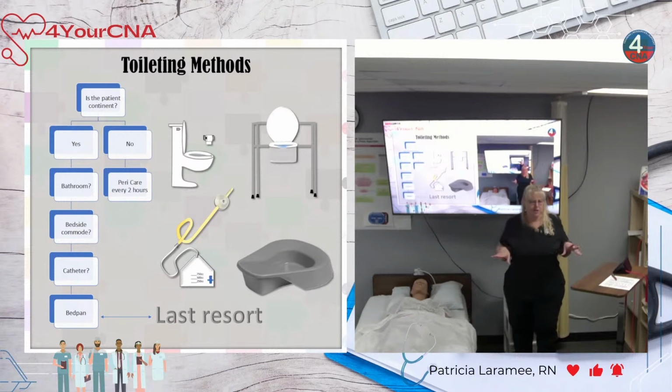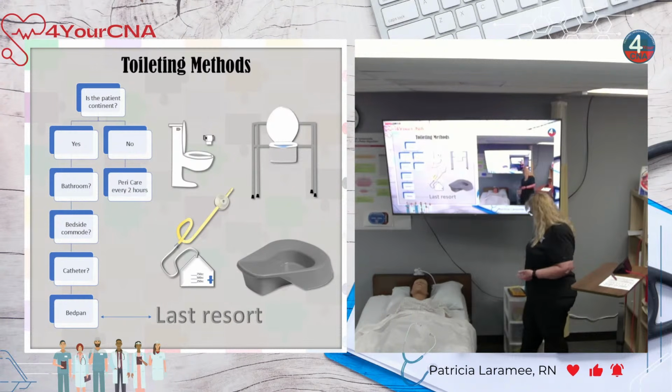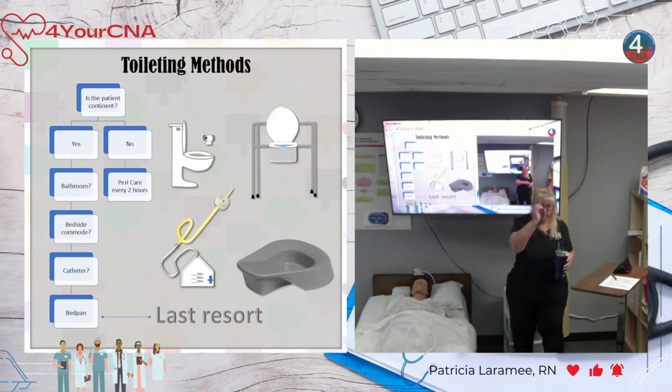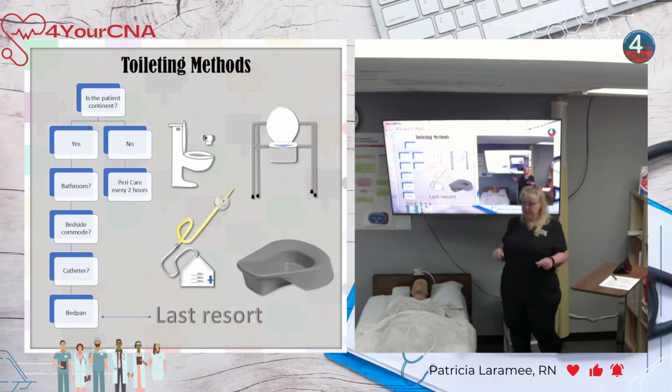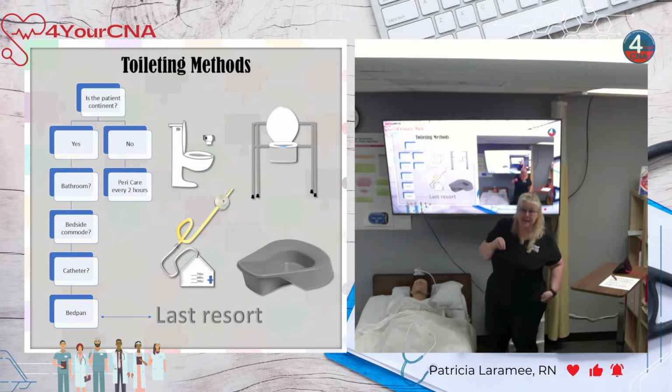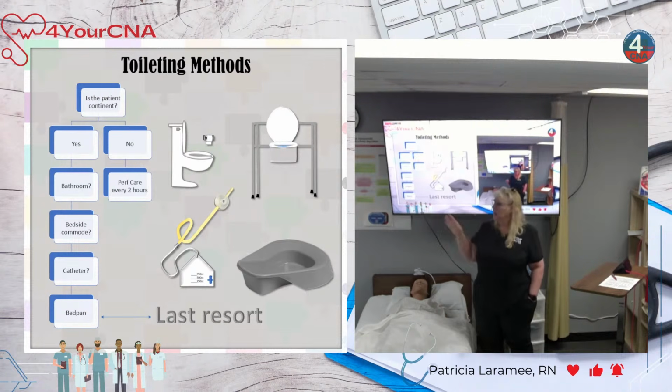In order for me to teach this to you, I kind of have to explain toileting methods to you, okay? Because a lot of people think bedpan is our first choice. They think, okay, patient's got to go to the bathroom, bedpan, right? That's the first thing we go to. And I want to show you it's actually the last, and we're going to talk about why. So, interesting fact, toileting is actually a doctor's order, not set by the nurse. The nurse does not decide whether a patient uses a bedside commode, a bedpan, goes to the bathroom. That is a doctor's order.